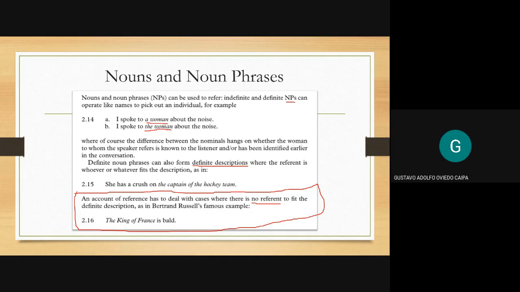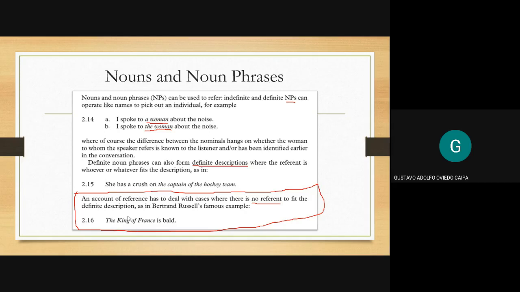All right, Nicolas, for the last example, when we talk about the King of France, we say that there is a problem in the referential theory. Remember, referential theory, or referential approach, is when we say that meaning is the objects in the world, right? So there is a problem because some expressions don't have a real object in the world. For example, the King of France. There is no King of France today. As for today, there is no King of France.